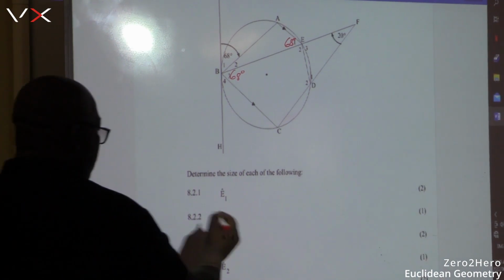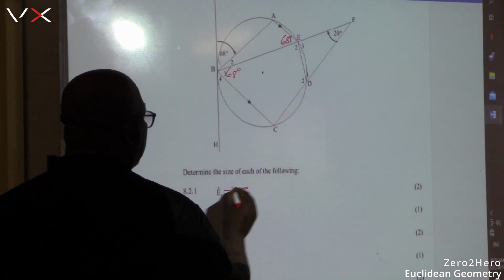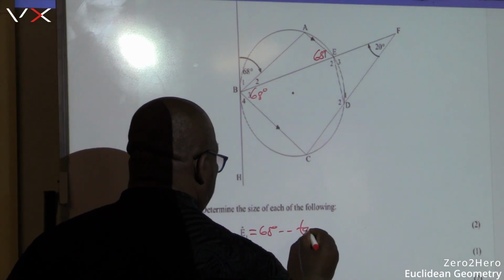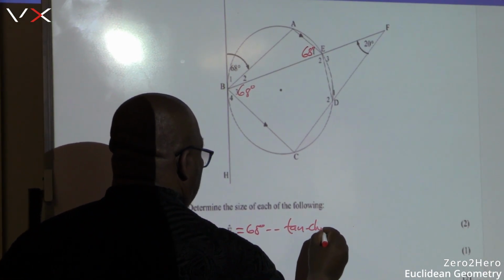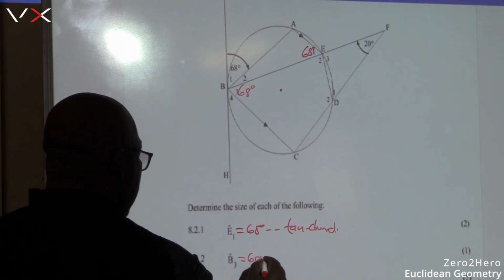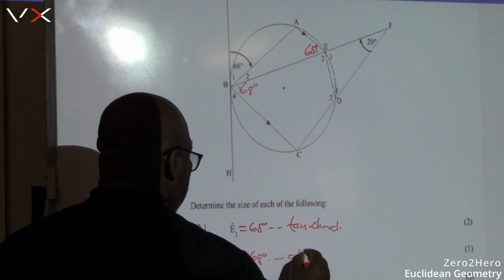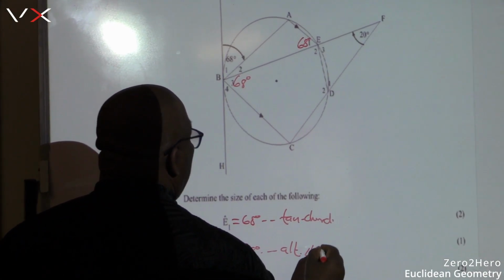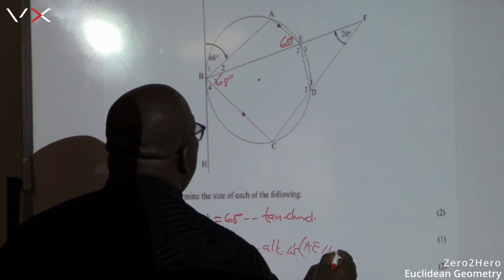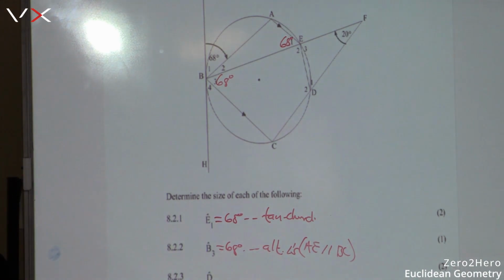Let me write that one. Say E1 is equal to 68 degrees. What was the reason? Tan chord theorem. Now we are saying B3 is also equal to 68. What is the reason? Alternate angles, and the parallel lines AE parallel to BC. So I get my marks.